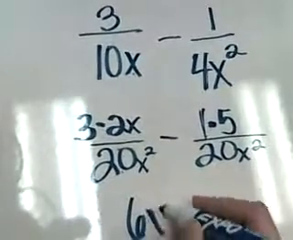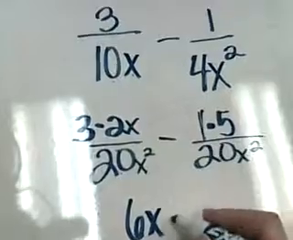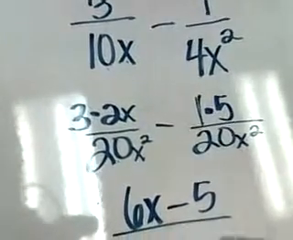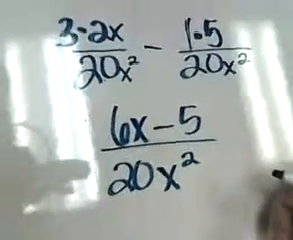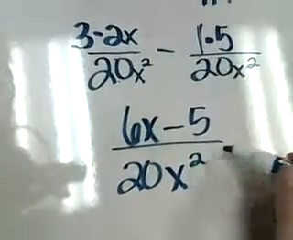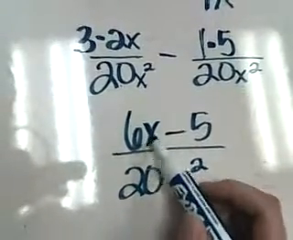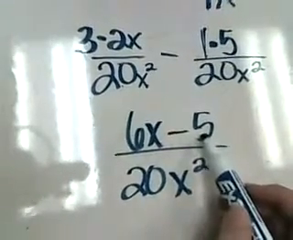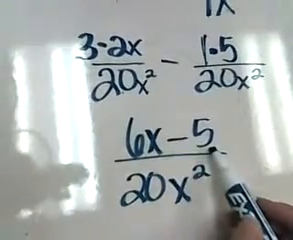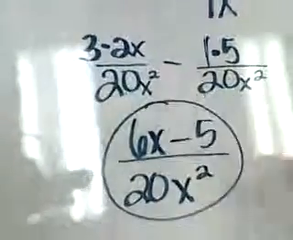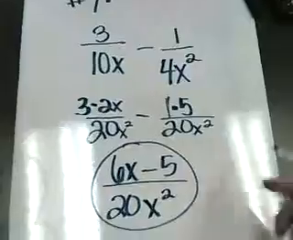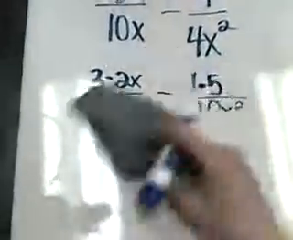So I would have 6x minus 5 all over 20x squared. Now my final step is to make sure that it's simplified, so I've got to factor first. 6x minus 5, 2 terms. I can't take anything out. It's not a difference of squares, so there's my final answer. Okay, that's number 7.